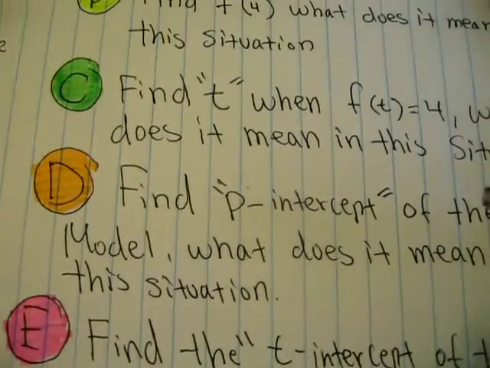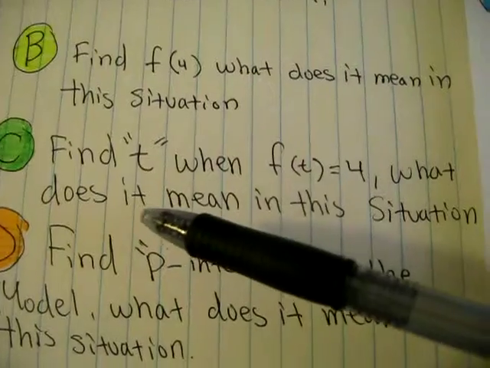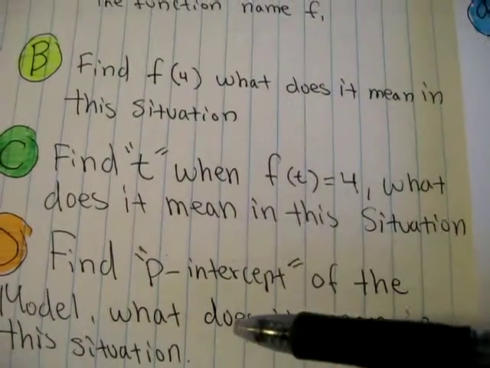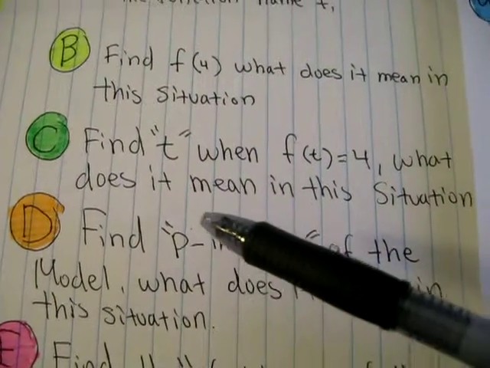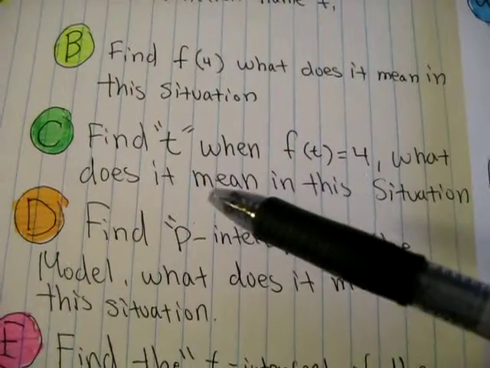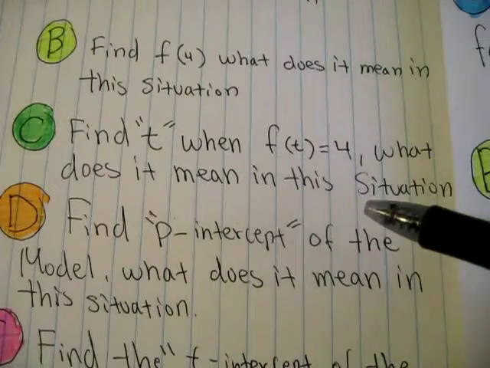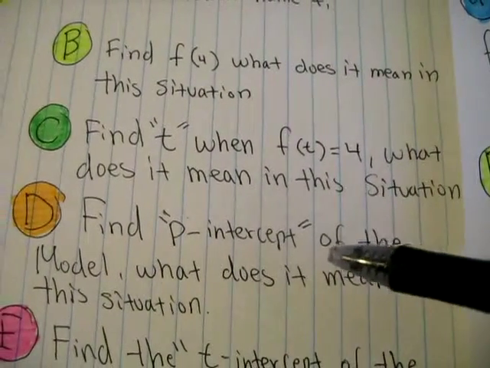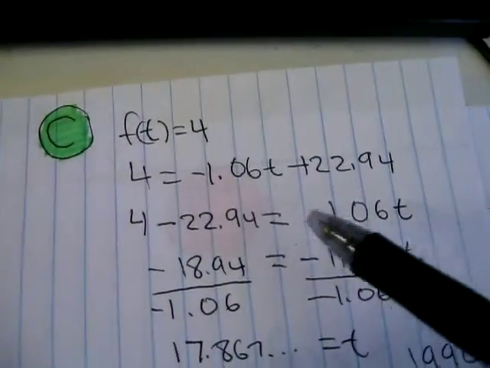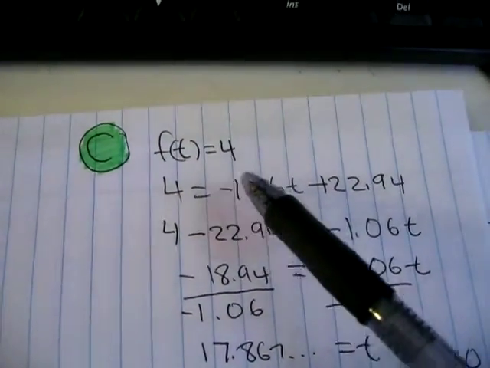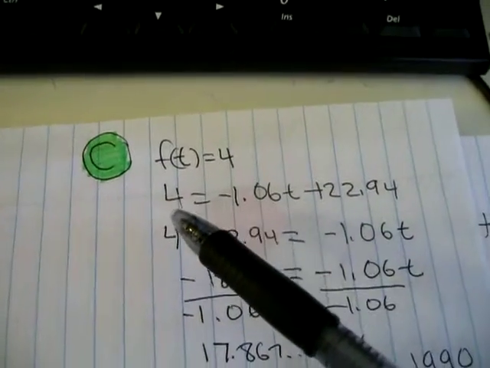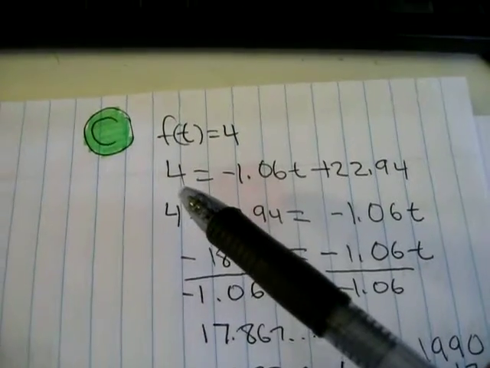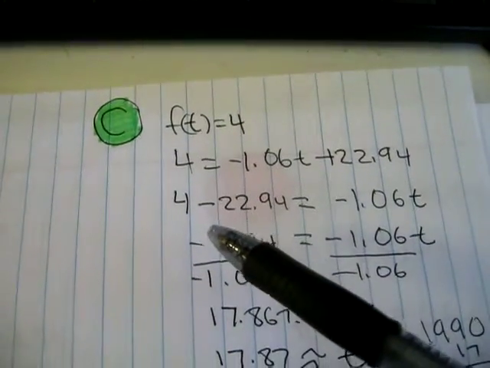So going to our next problem, problem C, find t when f(t) equals 4. What does it mean in this situation? So it's a little bit different from problem B. As you can see, when f(t) equals 4, we plug that into our equation. We put 4 where f(t) usually is, and we solve the equation.